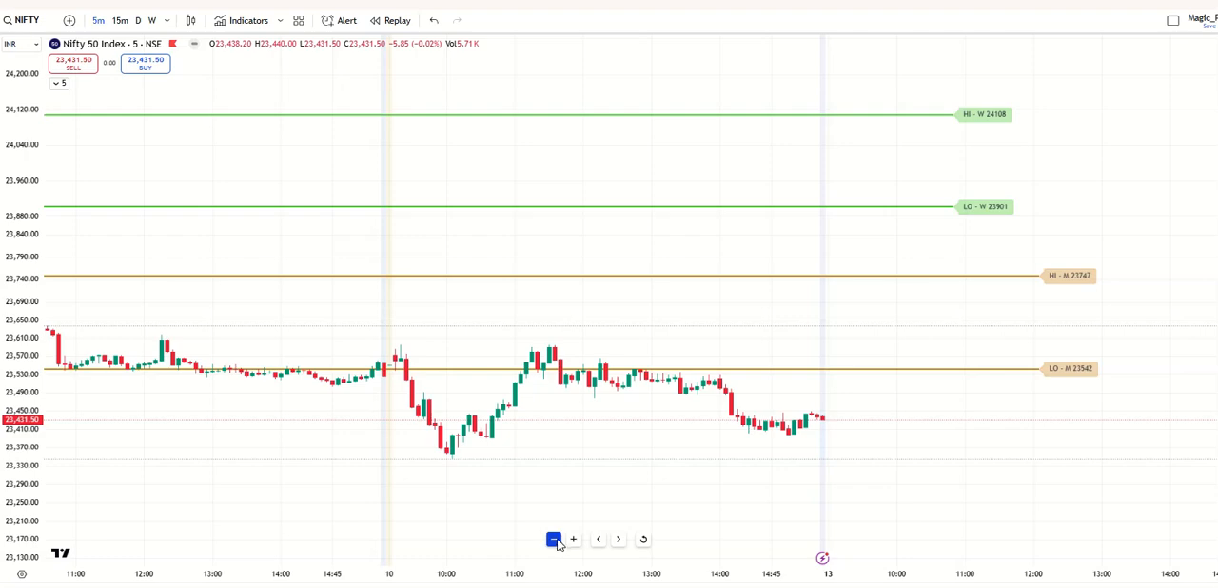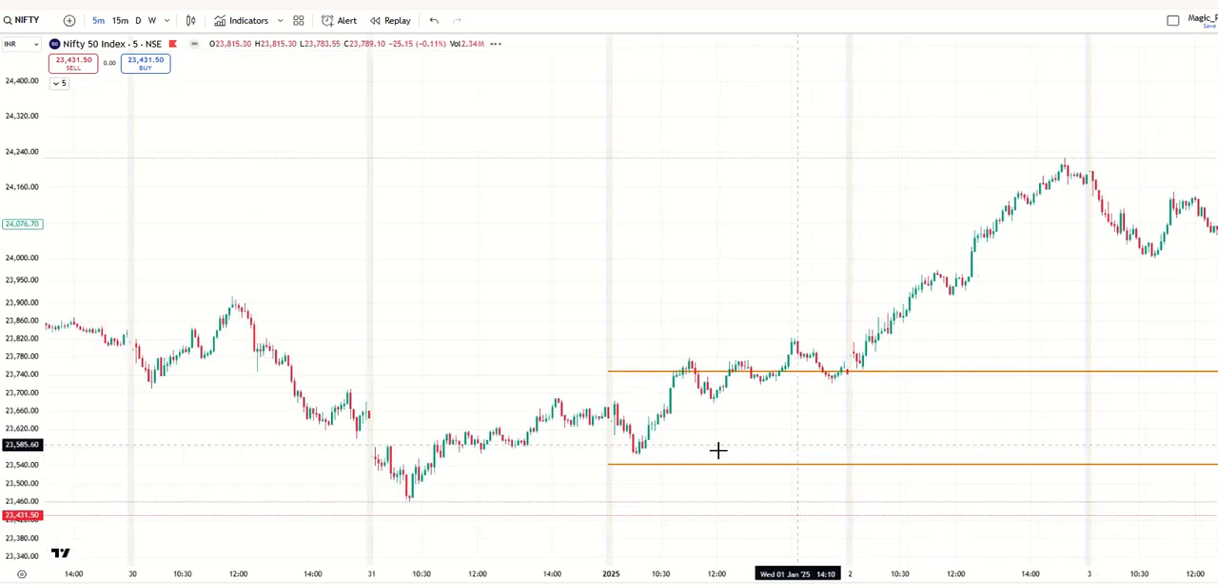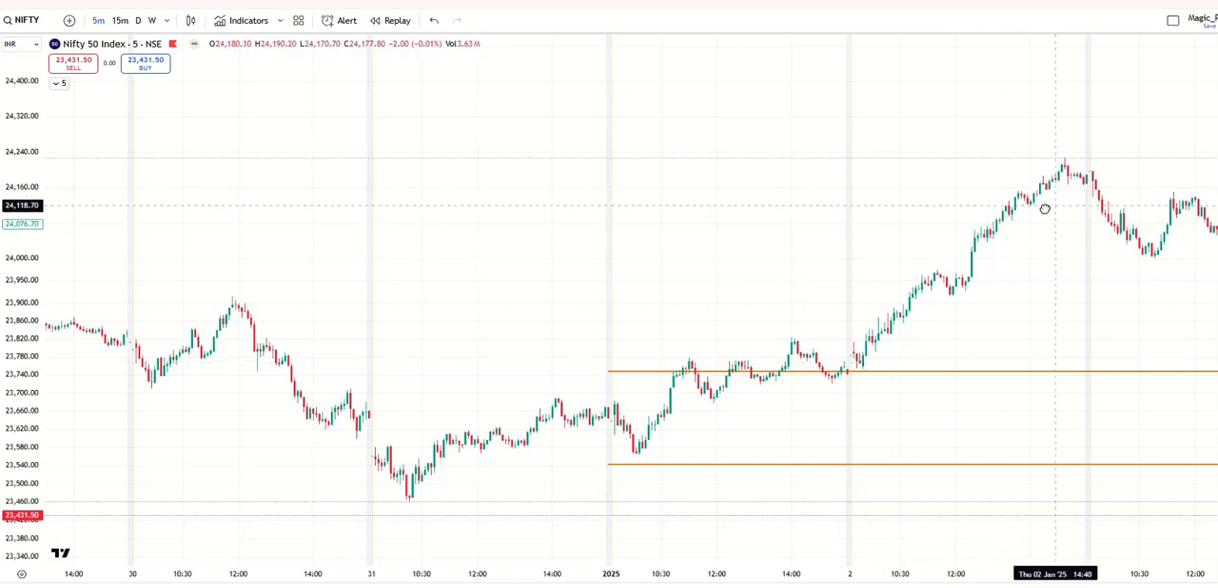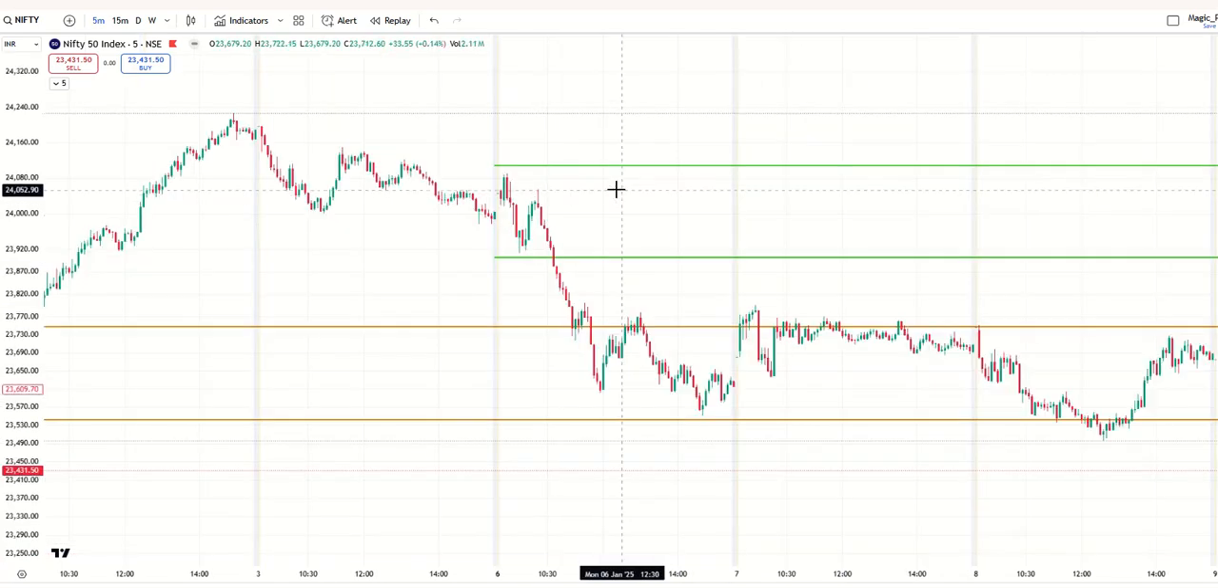Now, let me go back and show you why I am showing only these two levels. This is the start of the month. You are seeing here, it tries to cross, here it is finally able to cross, and it went all the way up. So the moment it crossed the high of the month, it is on a positive note. So don't think about PE here, it went all the way up. Let's look at this one.